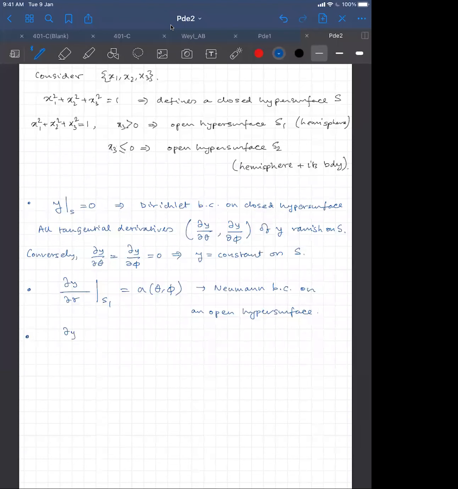Similarly, if you have del y del r at S1 is equal to b of theta phi together with y at S1 is equal to f of theta phi, then this corresponds to what? This corresponds to a Cauchy boundary condition on an open hypersurface.